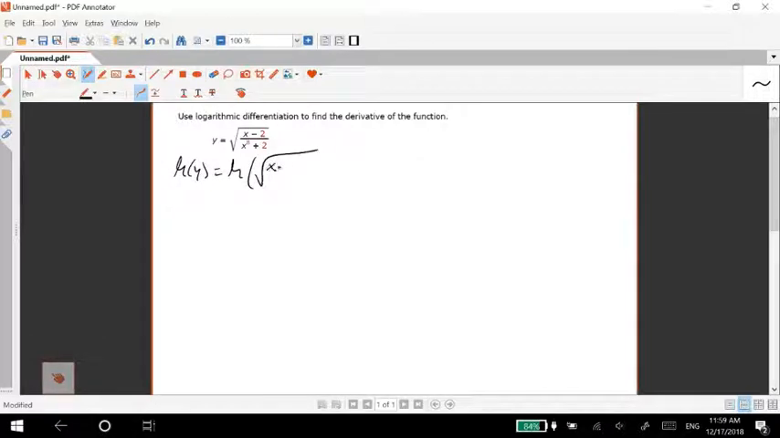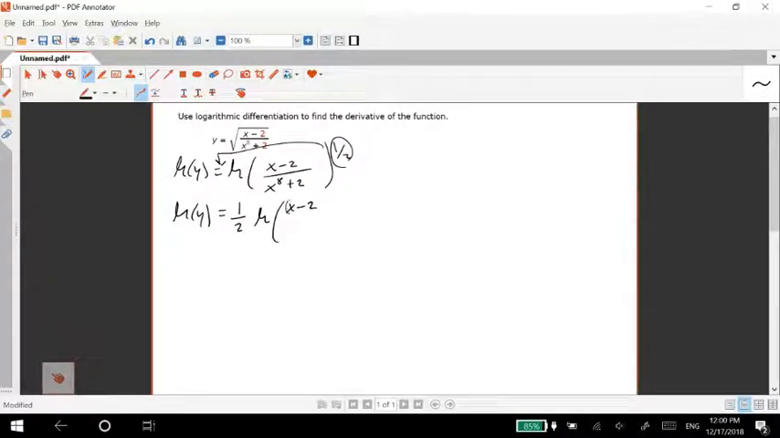ln y equals ln of the square root of (x minus 2) over (x to the 8th plus 2). Okay, and now we use our log rules to make this right side easier to deal with. So if we remember, the square root is the 1/2 power, right? And we know we can bring this power out front of the log. So that becomes 1/2 ln of (x minus 2) over (x to the 8th plus 2).